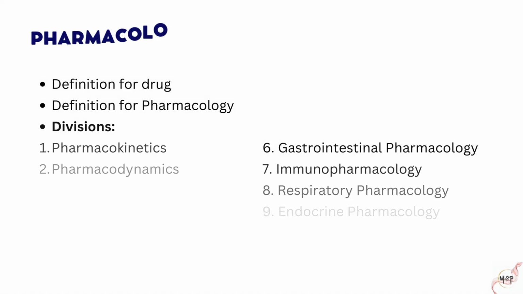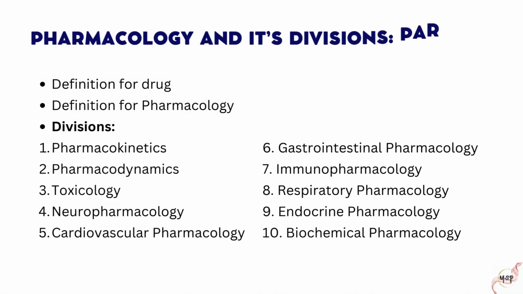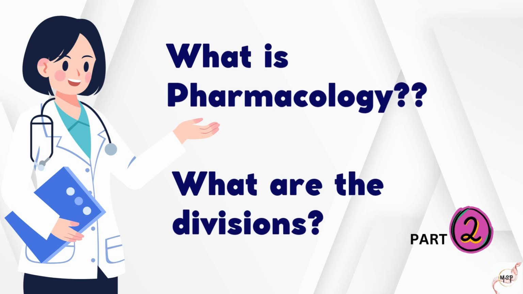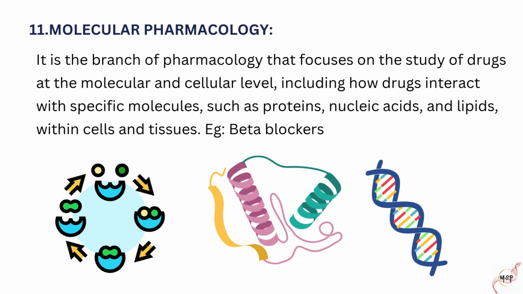In the first part, we explored some of the fundamental divisions of pharmacology, including pharmacokinetics, pharmacodynamics, and toxicology, etc. In the second part, we'll dive even deeper into specialized branches like pharmacogenomics, chemotherapy, clinical toxicology, and more. Let's start with molecular pharmacology.